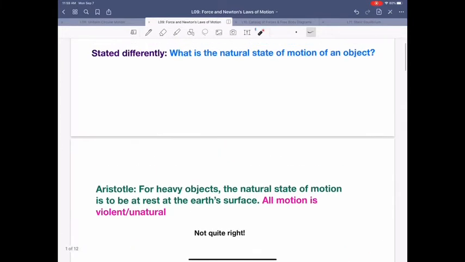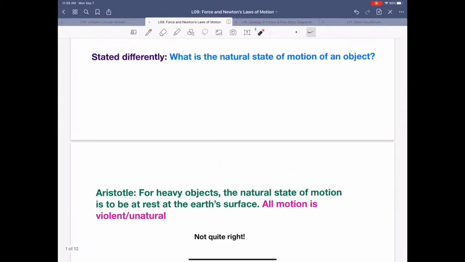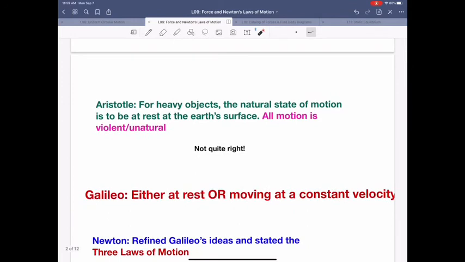Aristotle just looked at objects around the earth. For example, if I take a ball and throw it around, the object is going to end up falling to the earth's surface and then eventually coming to rest. So Aristotle argued that at least for heavy objects, the natural state of motion, what the object would most want to do, is to be at rest on the Earth's surface.